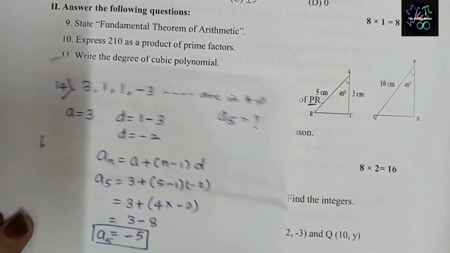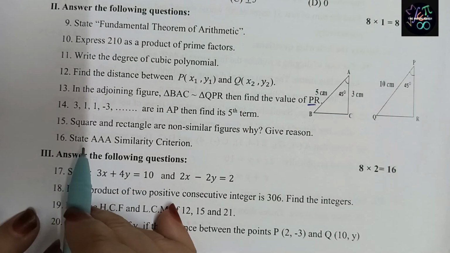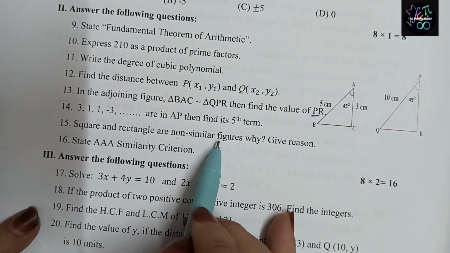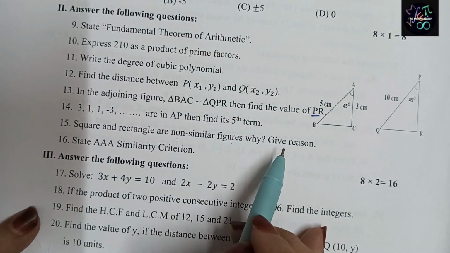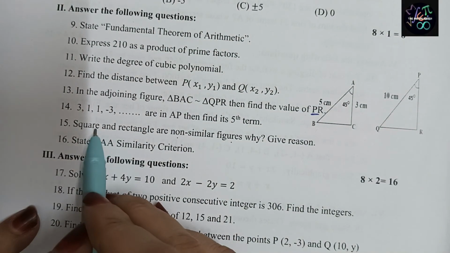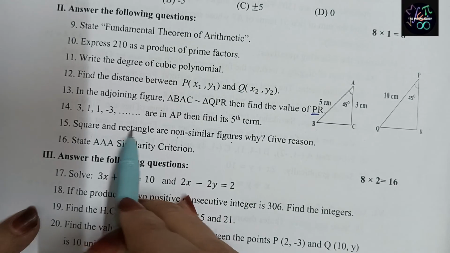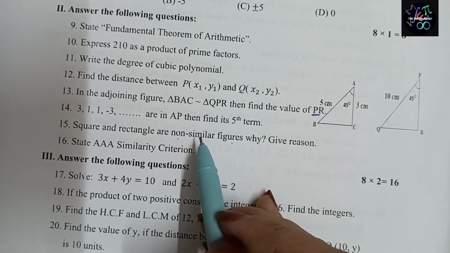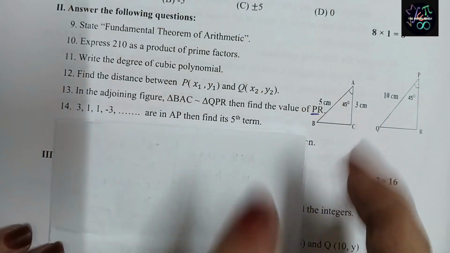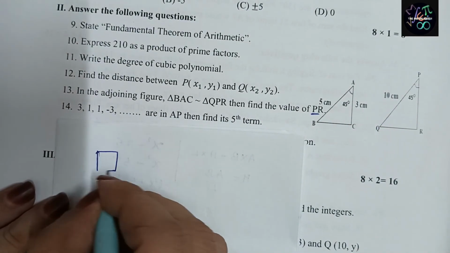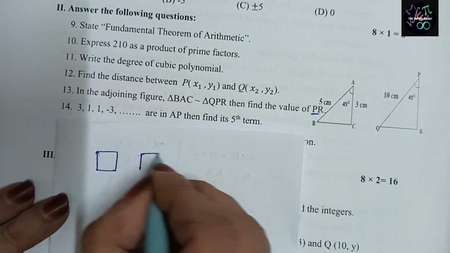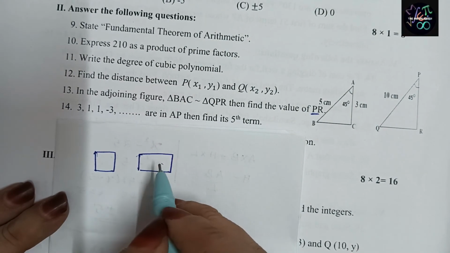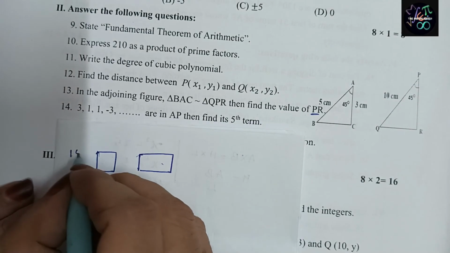Next question, let us see. Question number 15: a square and a rectangle are non-similar figures. Give reason. Because a square has all 4 sides equal and a rectangle has opposite sides equal. So they are not the same figure. I can draw and show you here: a square, we can say it has all 4 sides equal, and a rectangle is in this shape. So they are not similar. Okay, that was question number 15.